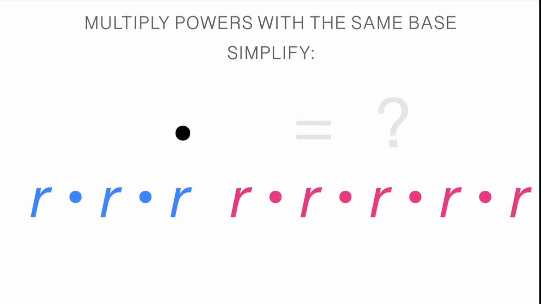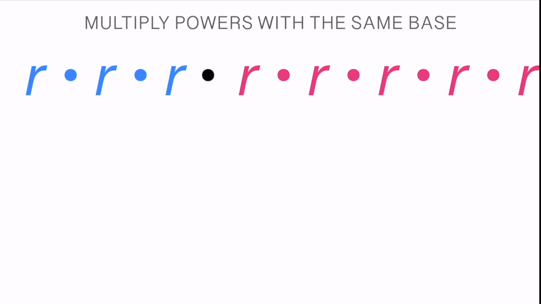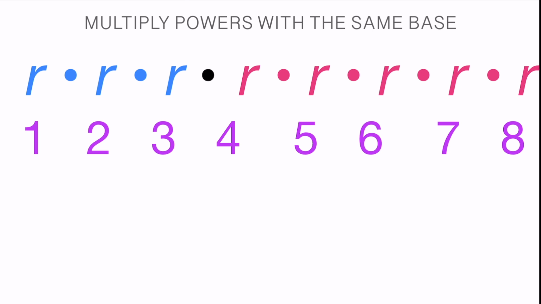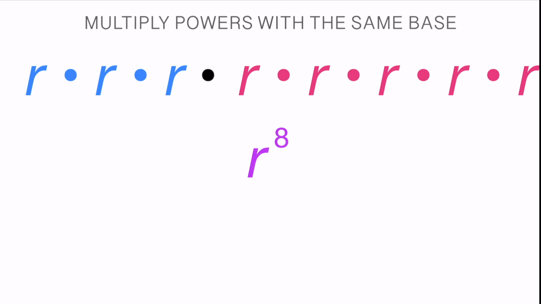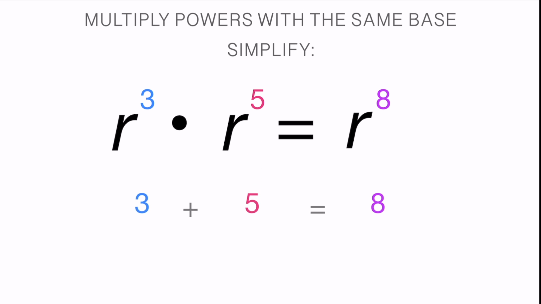We need to multiply these two expressions together, and if we look very closely, we realize that we have used r as a factor 1, 2, 3, 4, 5, 6, 7, 8 times. So this expression is r to the 8th power. So we know that r to the third power times r to the fifth power is r to the 8th power. But did you notice that 3 plus 5 is equal to 8?